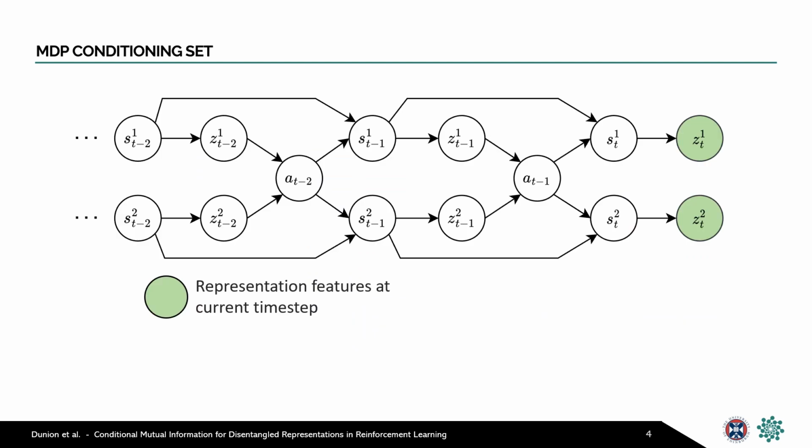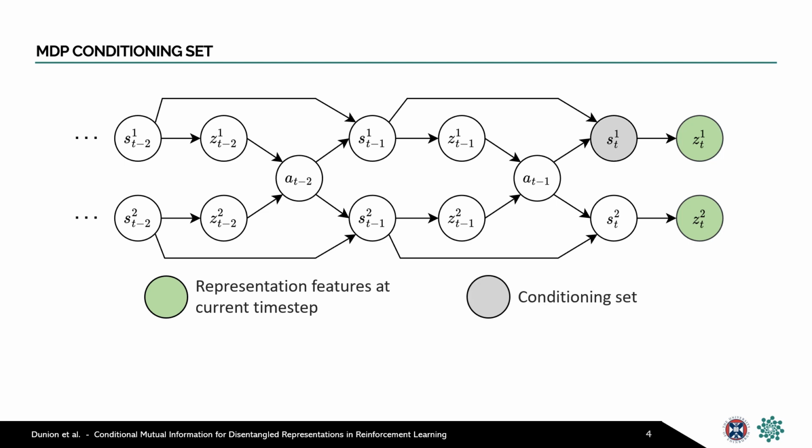The goal is to learn a representation at time step t, where the representation features z are conditionally independent. We use the causal graph of a generic MDP to find a suitable conditioning set by blocking all backdoor paths in the graph that induce correlation between the features. For readability, we show two representation features Z1 and Z2, and two true underlying state features S1 and S2.